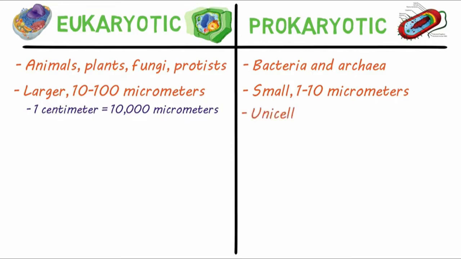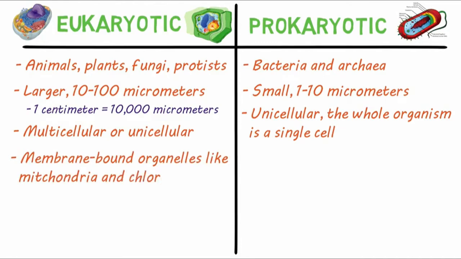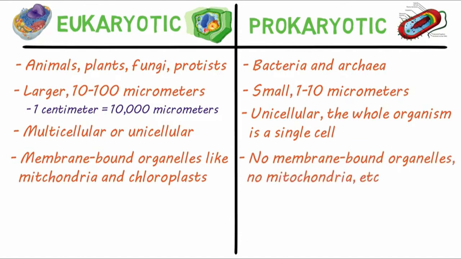Prokaryotes are unicellular, meaning the entire organism is composed of a single cell, whereas eukaryotes can be multicellular, like plants and animals, or unicellular, like phytoplankton and protozoa. The biggest differences come inside the cells. Eukaryotes have membrane-bound organelles. These include the mitochondria, chloroplast, and Golgi apparatus. These structures have their own membranes and perform specific functions within the cell. Prokaryotes have no membrane-bound organelles, so no mitochondria, no chloroplast, no endoplasmic reticulum, etc.